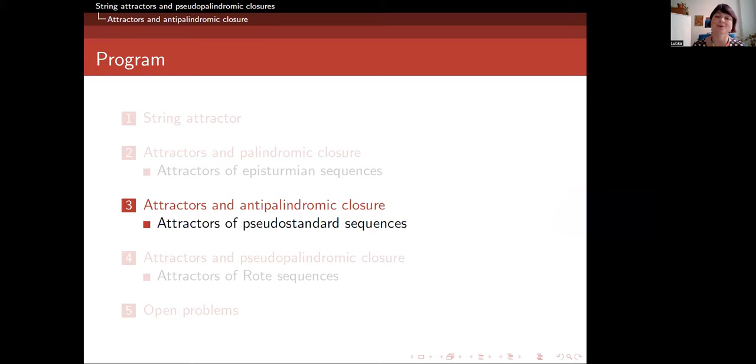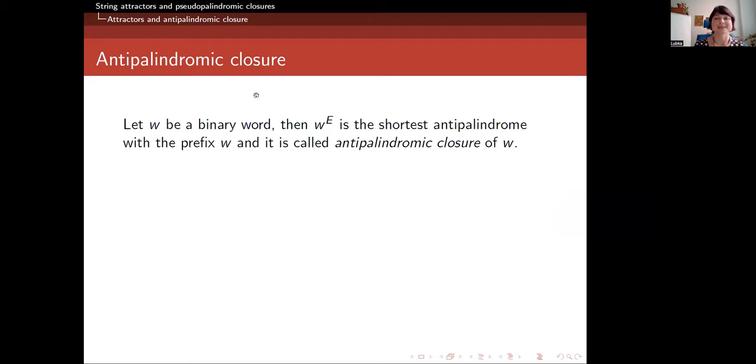So now I would like to present results concerning attractors and antipalindromic closures. So, what does an antipalindromic closure mean? Let W be a binary word. Then I denote by W to E the shortest antipalindrome with the prefix W. And I call it the antipalindromic closure. So it exactly corresponds to palindromic closures.